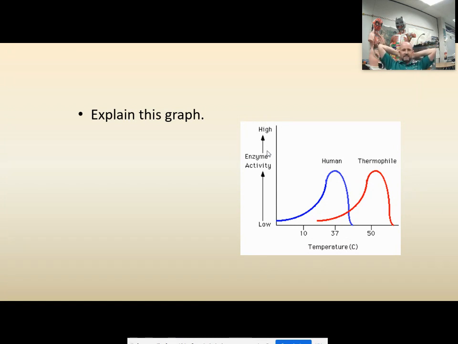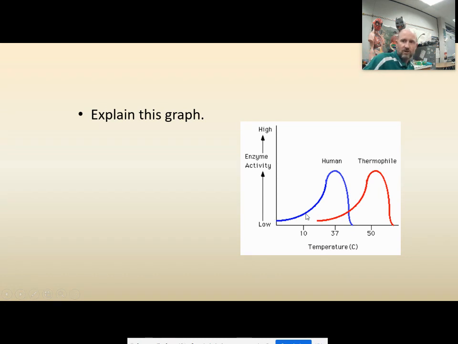So this could be any enzyme. I'm just using a basic example. But we have our enzyme activity, how fast it's working, and temperature. And if you look at human, this would be a human enzyme. What would you say the optimal temperature for enzyme activity is for humans? Okay, and that's pretty easy. 37 degrees Celsius, which is body temperature. That kind of makes sense. But I'd also like you to think about what happens to our enzyme activity as temperature increases.